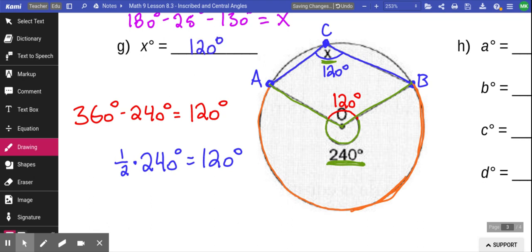So make sure on a weird question like that, where you're comparing inscribed angles and central angles, the central angle has to open up to the same arc length as the inscribed angle. 120 degrees was opening up to the minor arc length.